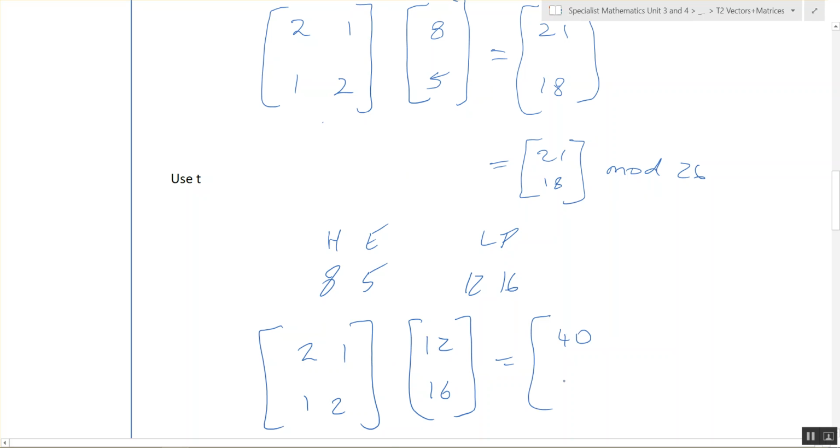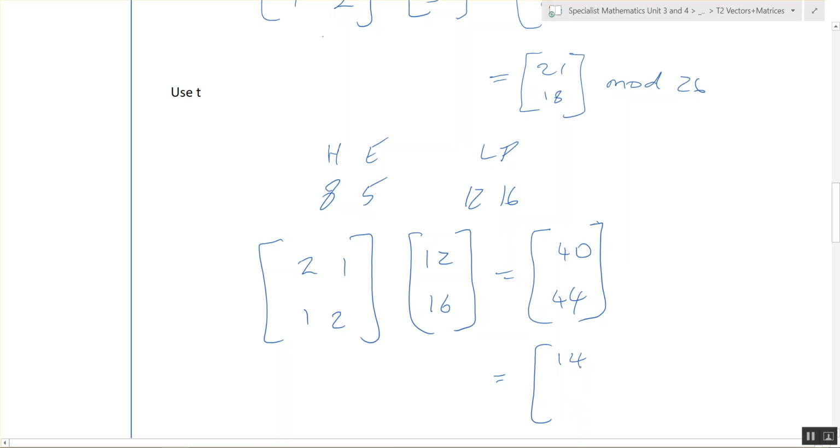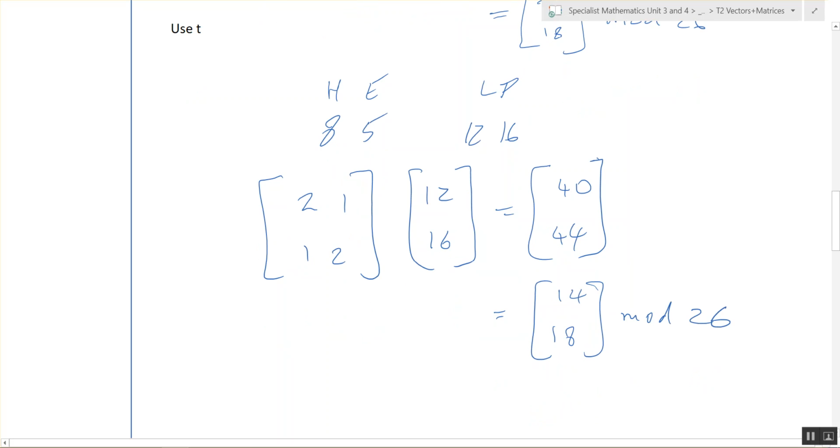1 times 12 plus 32. And this one, what's the remainder if we divide 44 by 26? We then assign those back because they're less than 26 now. We assign them back to a letter, 23, 22, I think it's U or V.